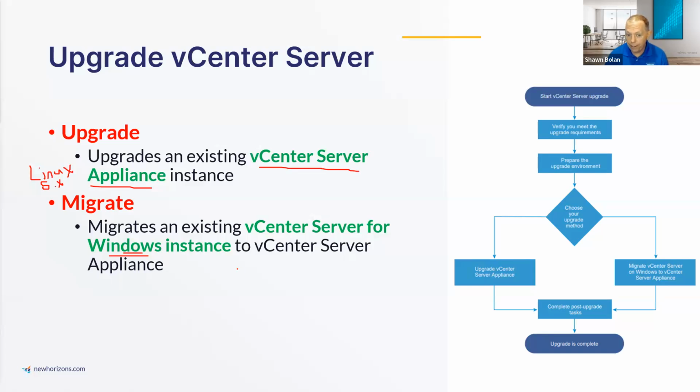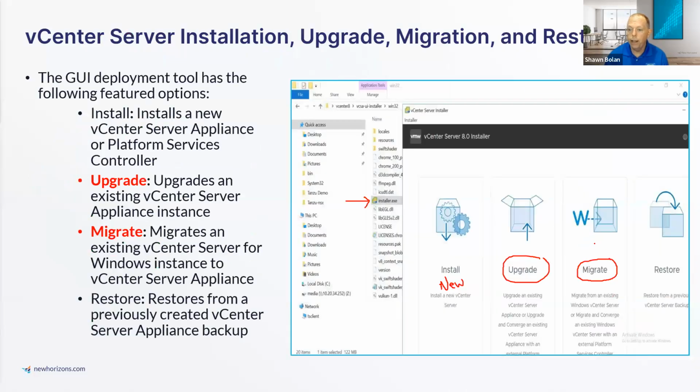But if I have vSphere 6.7 and I'm still on a Windows vCenter server, that is a migrate option. You're going to choose migrate, and it's going to take your Windows vCenter server and migrate it over to the Linux-based appliance. The Windows vCenter option left in vSphere 7. So that's the difference between upgrade and migrate. If you're on the appliance already, you're choosing upgrade. If you're one of the holdouts and still have a Windows vCenter server, you're choosing migrate. That's the difference.